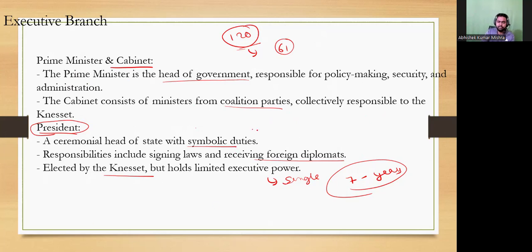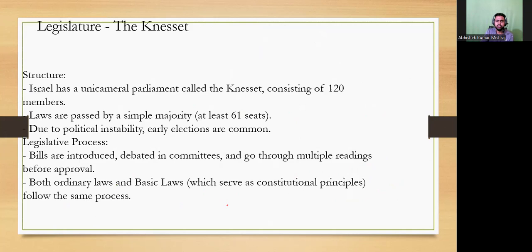Talking about the legislature. As I already told you, there are 120 members in this. And as I told you, a simple majority is required in order to make laws, right? It's not that 61 votes must be required. See, what is a simple majority? A simple majority means 50% plus one of the people who are sitting and voting at that time. Suppose out of 120 members, only 100 are present in the Knesset at a particular time when a law is being discussed and passed.